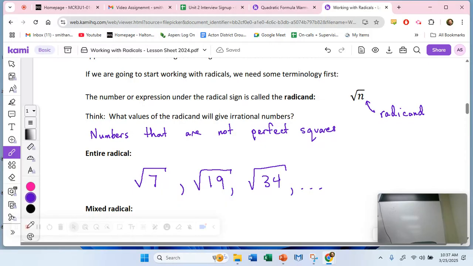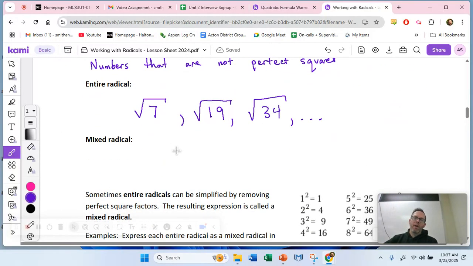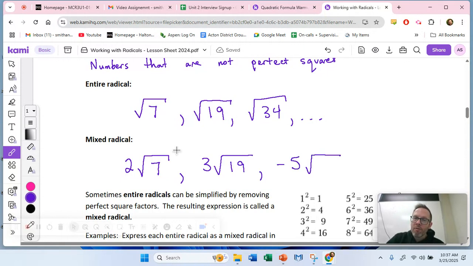Whereas a mixed radical, so it's kind of like a mixed fraction, when you guys were back in grade school, a mixed radical has an integer multiple out front, like 2 times root 7, or 3 times root 19, or -5 times root 34. These are called mixed radicals. You've got an integer part, you've got a radical part. Just like with mixed fractions had a whole number and then a fraction.